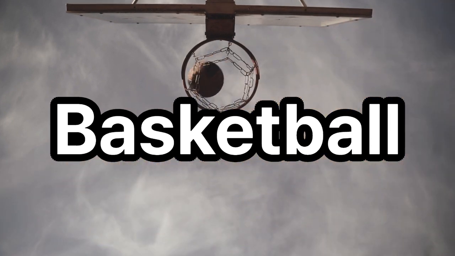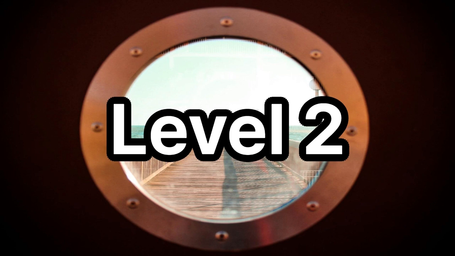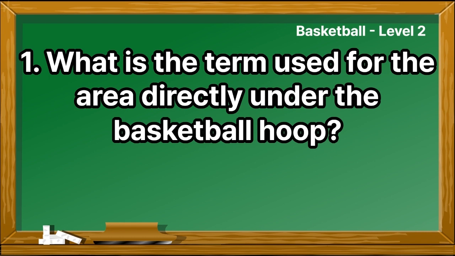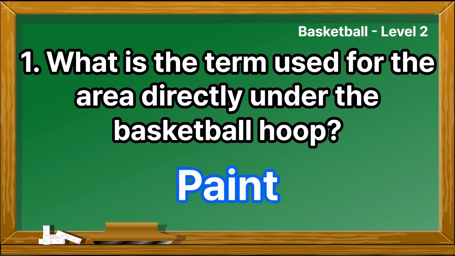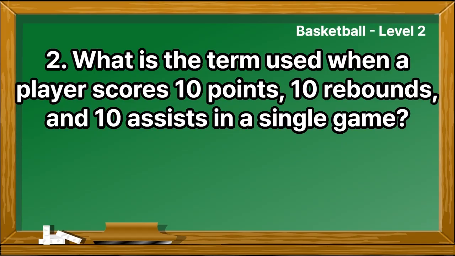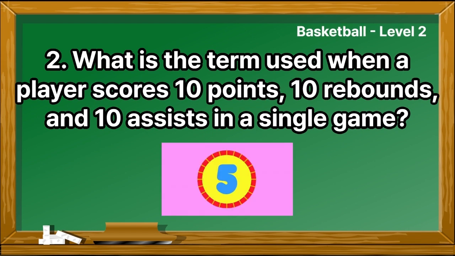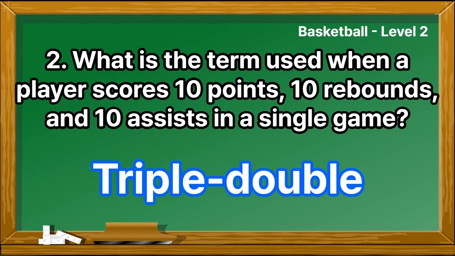Basketball. Level 2. What is the term used for the area directly under the basketball hoop? Paint. What is the term used when a player scores 10 points, 10 rebounds, and 10 assists in a single game? Triple-double.